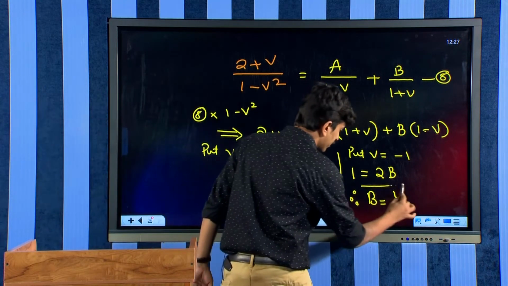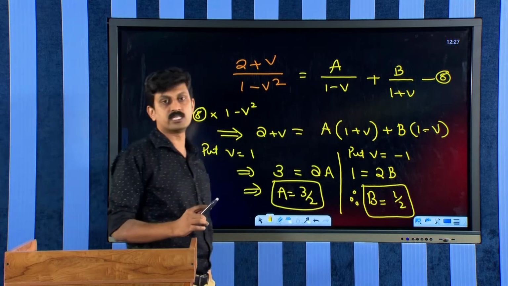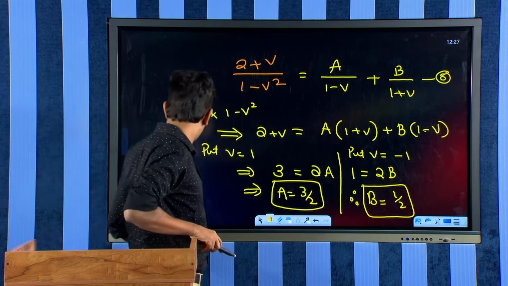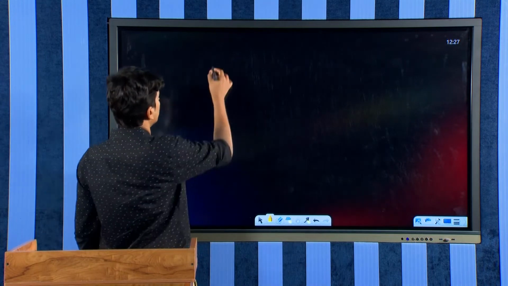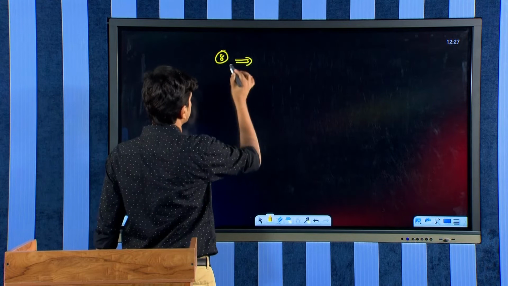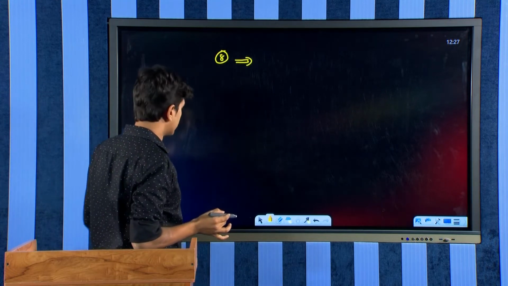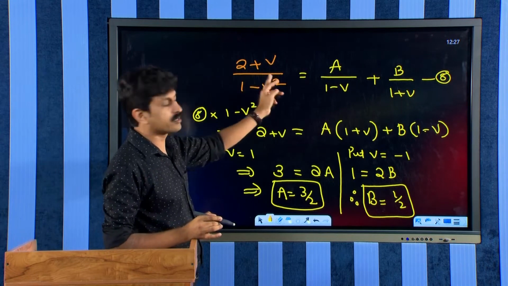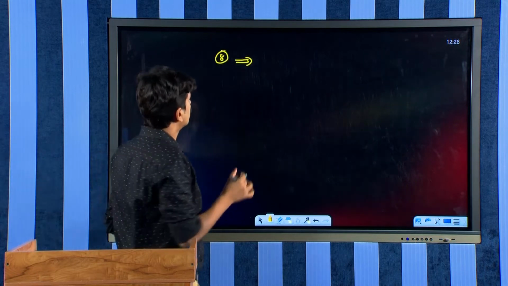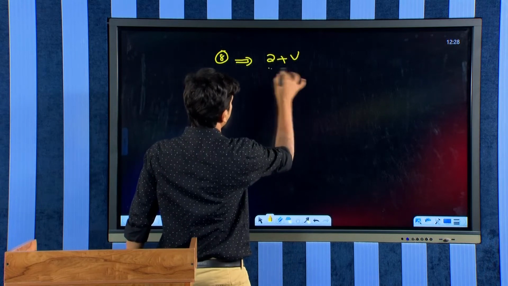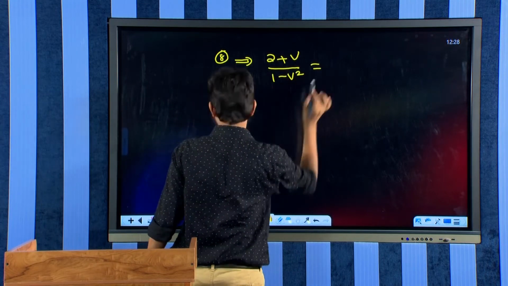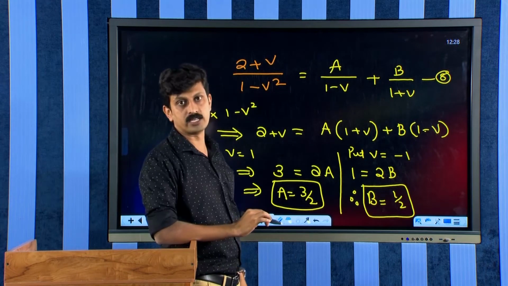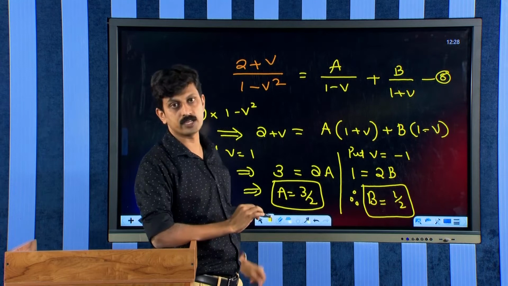Now, we have a is equal to 3 by 2 and b is equal to 1 by 2. So, we can write this as equation number 8. Therefore, equation 8 becomes (2 plus v) divided by (1 minus v square). Instead of (2 plus v) divided by (1 minus v square), we just replace this as a divided by 1 minus v. Instead of a, this is equal to 3 by 2.